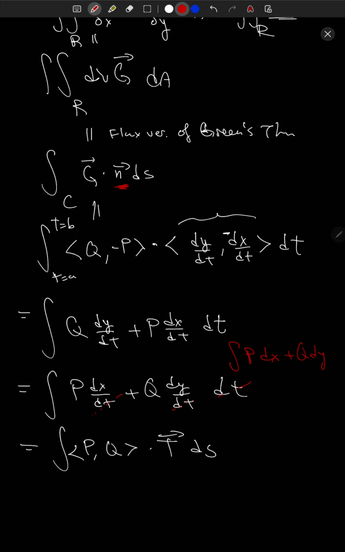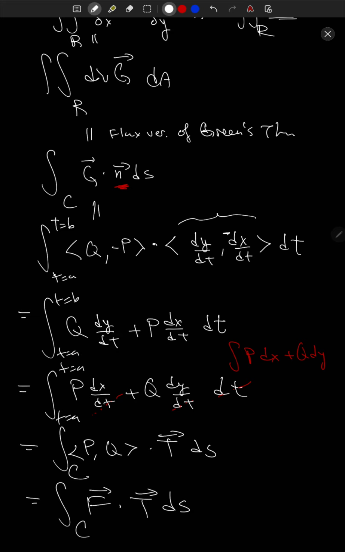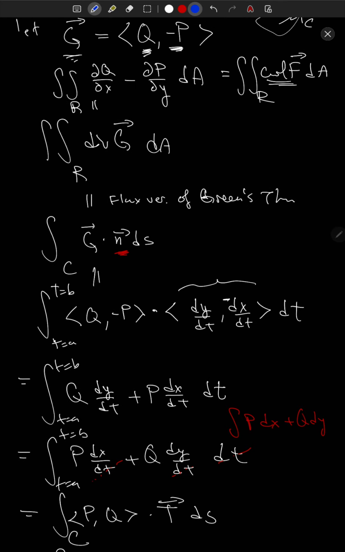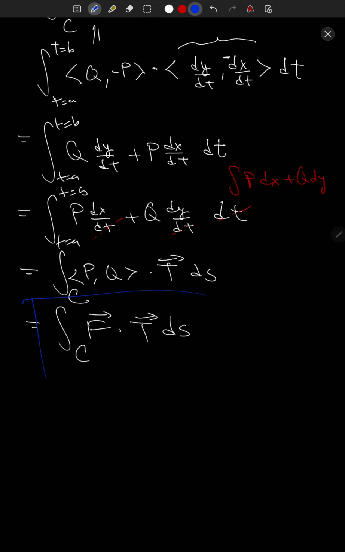All right. Okay, and what is this last line? This is literally f dot t ds, the line integral. This integral is t equals a to t equals b. So at the end, we've converted back to the expression of a line integral. And so ultimately, we have the integral of the curl over the region is equal to the circulation over its boundary.